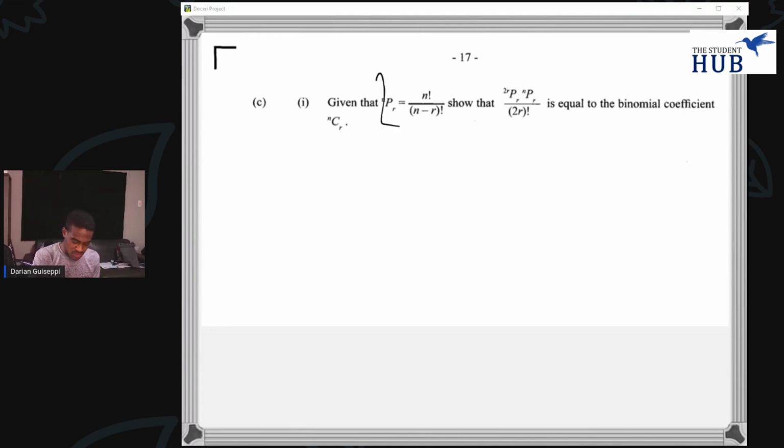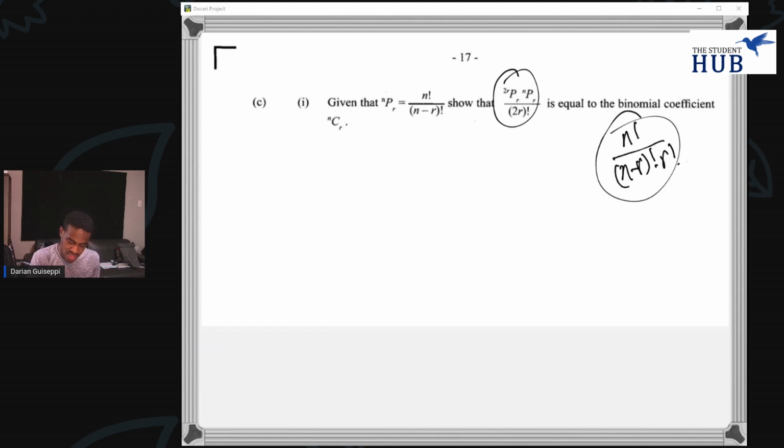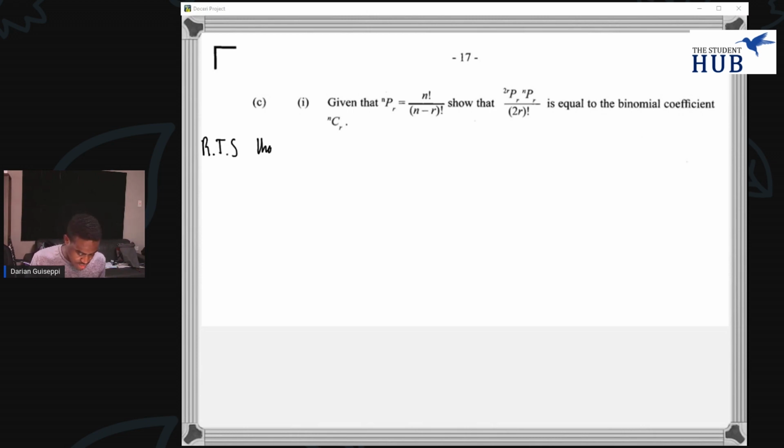Actually, we are supposed to know this result, and we are also supposed to know the result for nCr. nCr is n factorial over (n minus r) factorial times r factorial. So they just wanted to show that this thing here would give you this. That's basically what they want us to do, right? So let's get straight into the meat of the matter. We require to show this here. That's basically what they're asking us to do.